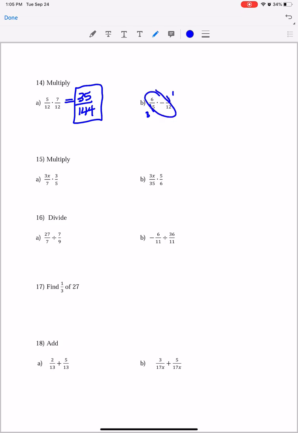Now look the other way. 6 and 12 are both divisible by 6. So 6 divided by 6 is 1. 12 divided by 6 is 2. So now multiply straight across. We have 1 times negative 1. And 3 times 2.